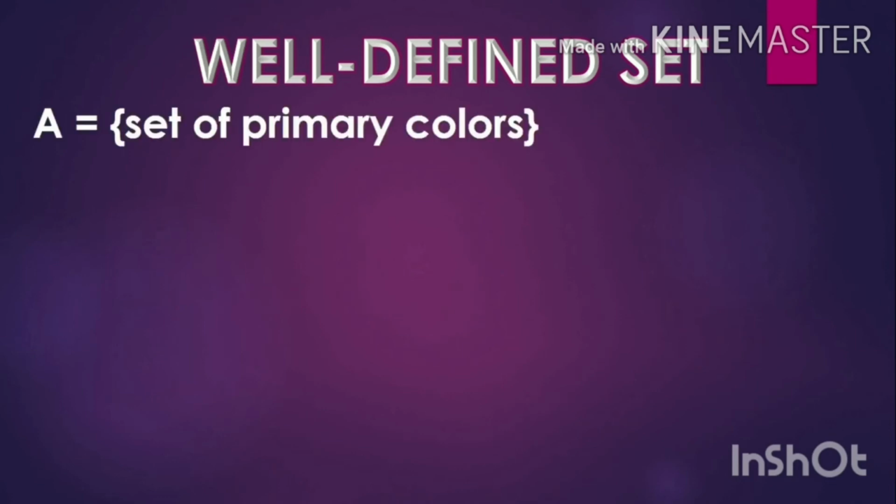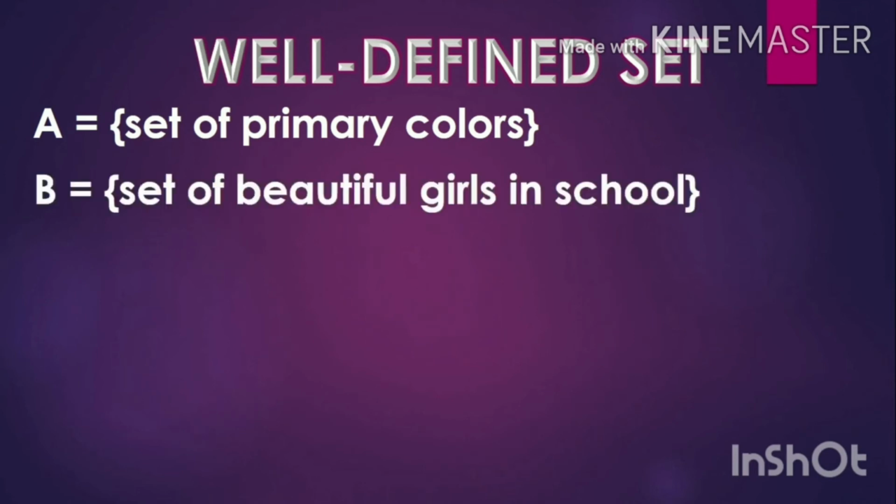Set A, set of primary colors. This is a well-defined set, since we can directly identify the members of the set: yellow, red, blue. Set B, set of beautiful girls in school. When we say beautiful girls, we need justification first before giving the conclusion that she is beautiful. Therefore, this set B is not a well-defined set.